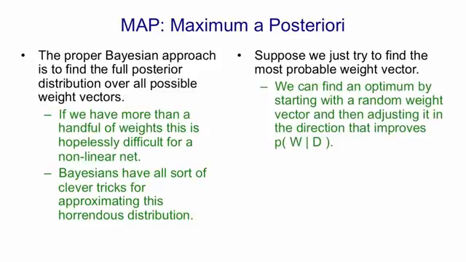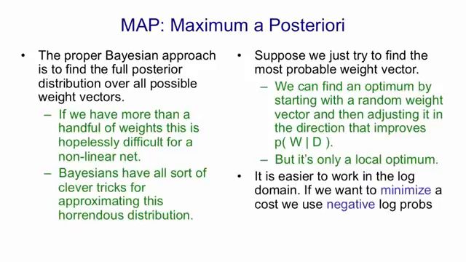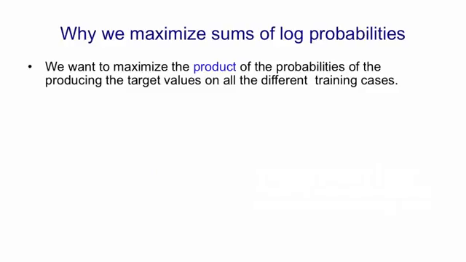So what we're going to try and do is find an optimal value of w by starting with some random weight vector, and then adjusting it in the direction that improves the probability of that weight vector given the data. It'll only be a local optimum. Now, it's going to be easier to work in the log domain than in the probability domain. So if we want to minimize a cost, we'd better use negative log probs. Just an aside about why we maximize sums of log probabilities, or minimize sums of negative log probs.